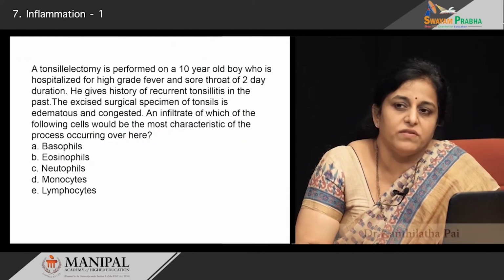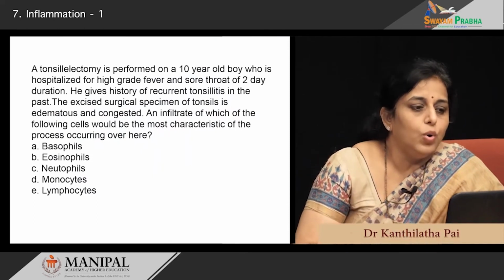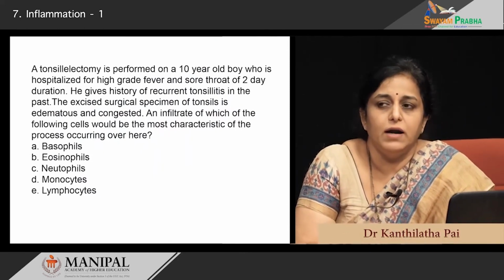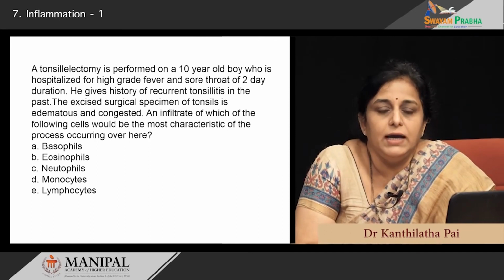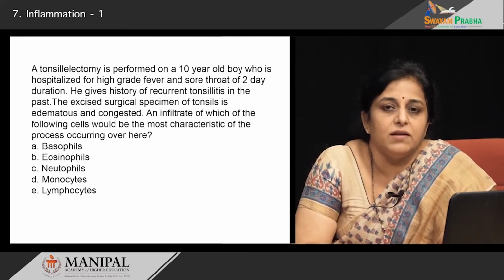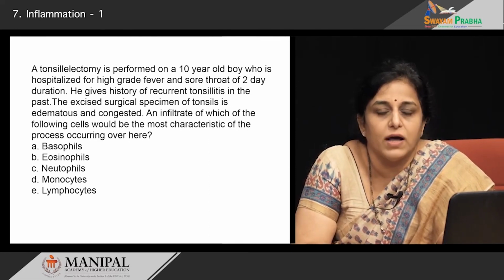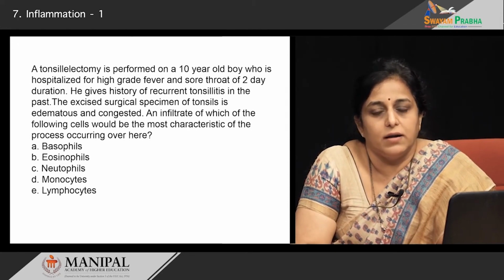So, let us look at some questions. A tonsillectomy is performed on a 10-year-old boy who is hospitalized for high-grade fever and sore throat of 2 days. He gives history of recurrent tonsillitis in the past. The excised specimen is edematous and congested. An infiltrate of which of the following is most characteristic of the process occurring here?